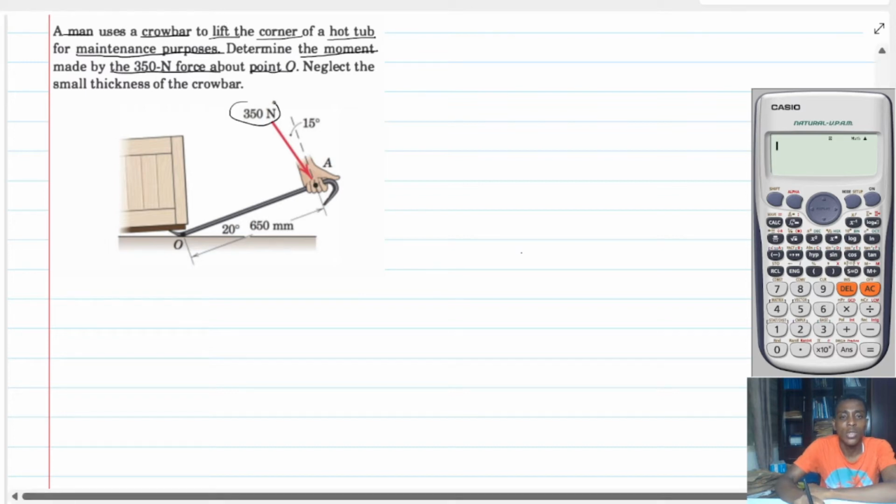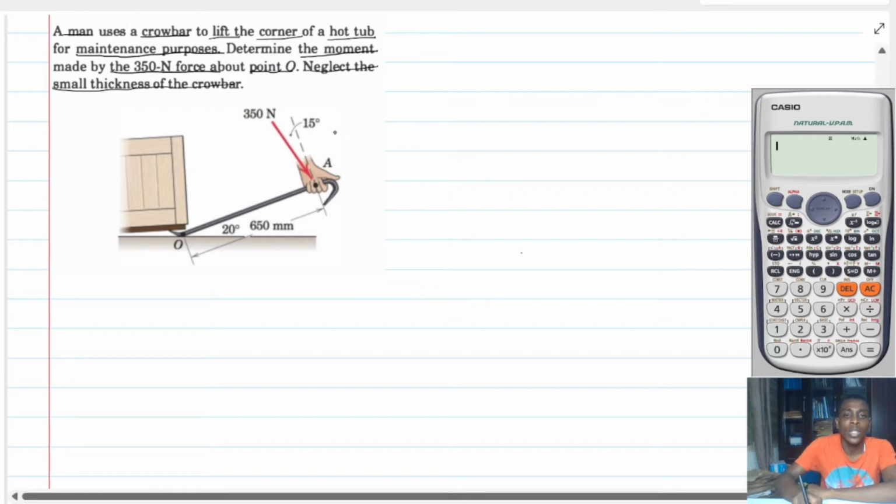So this is the 350 Newton force. We should neglect the small thickness of the crowbar. Okay, so the crowbar will have some thickness, and they are saying we should neglect that. So let's find the moment about point O.